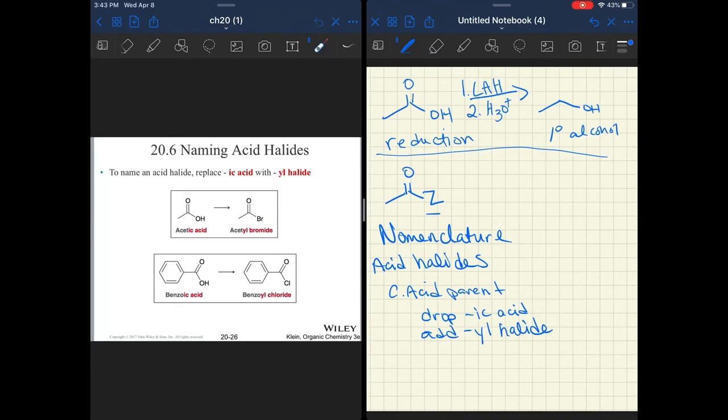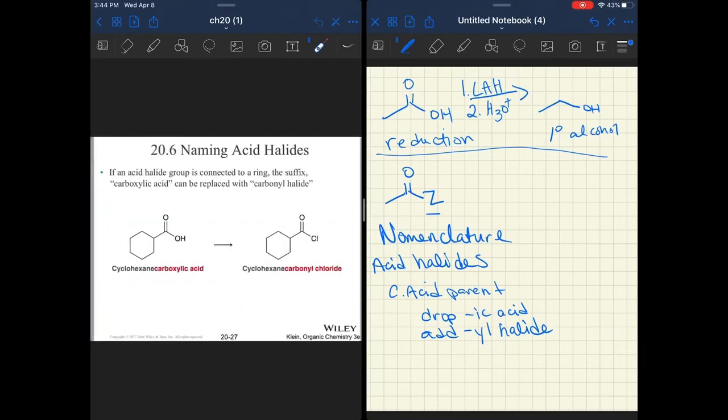Now, you don't use "halide." You put whatever halogen is there. So, for instance, here we have a bromine. Here we have a chlorine. So, bromide and chloride are used. Acetic acid is one of the common names that you were supposed to know. And so, acetic acid becomes acetyl bromide. You leave the O if there is an O. So, benzoic acid becomes benzoyl chloride. You don't have to worry about this. I canceled that in the last video.